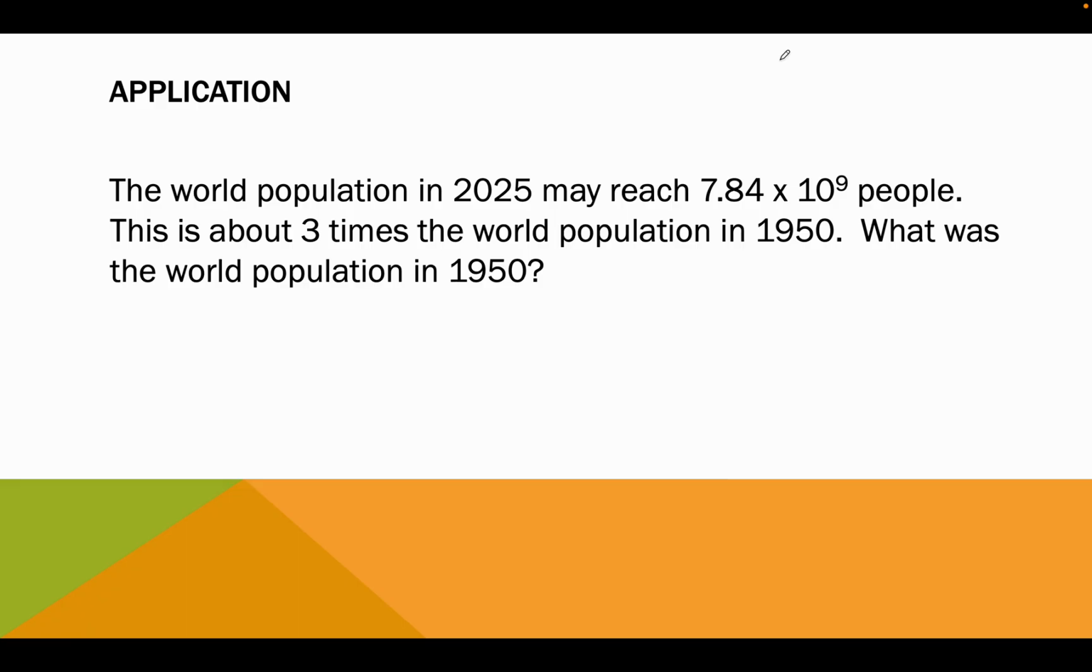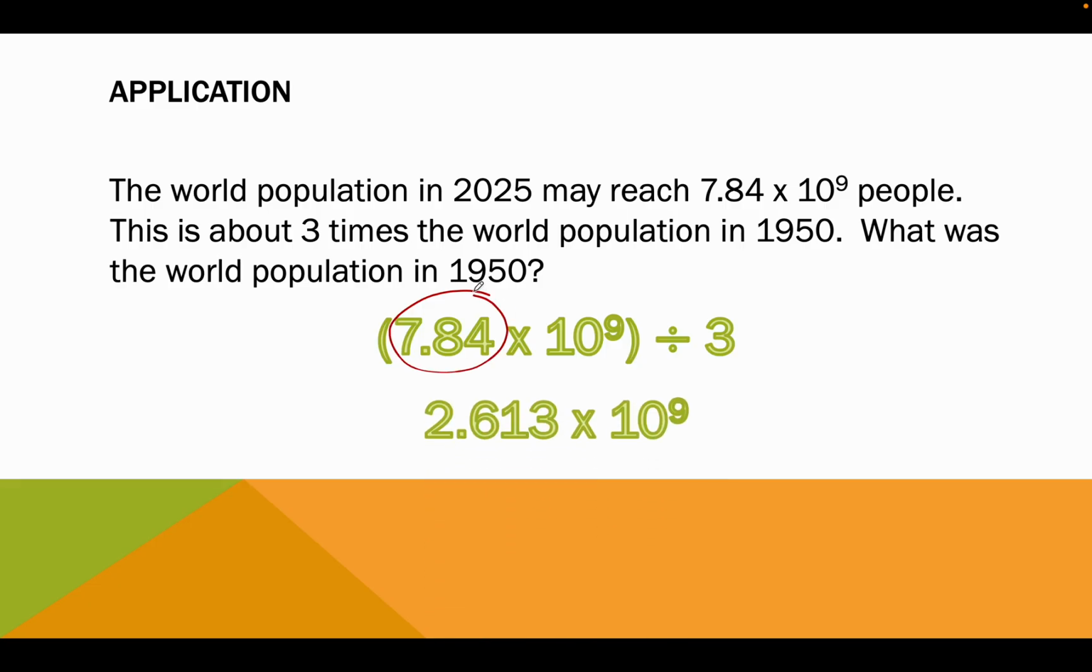This means we need to take our estimate for 2025 and divide it by 3. The only value you're actually dividing by 3 is that leading number, 7.84. And when you do that, you get 2.613 times 10 to the 9th power.